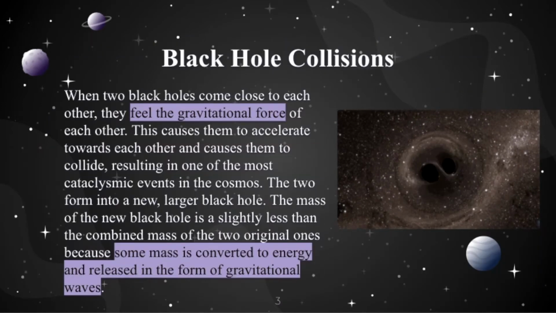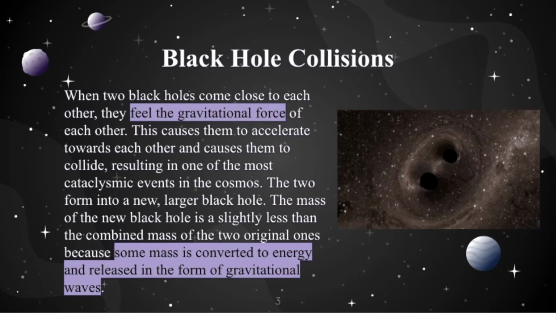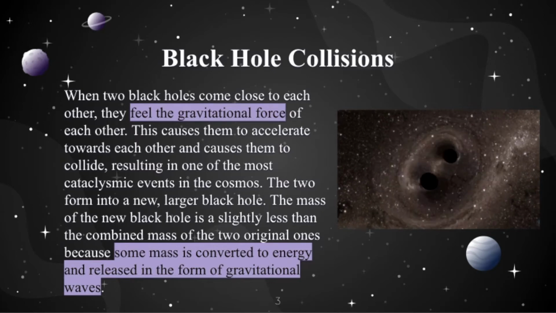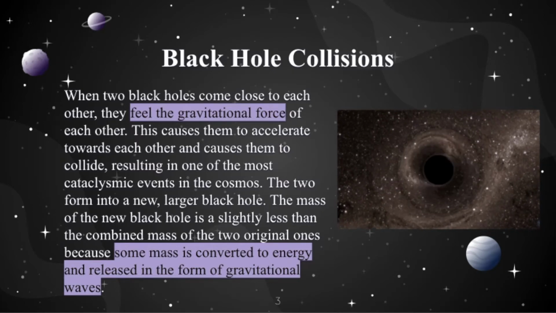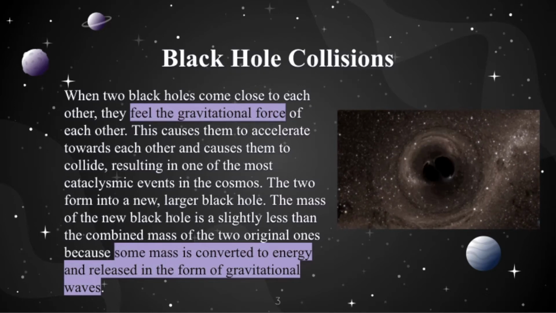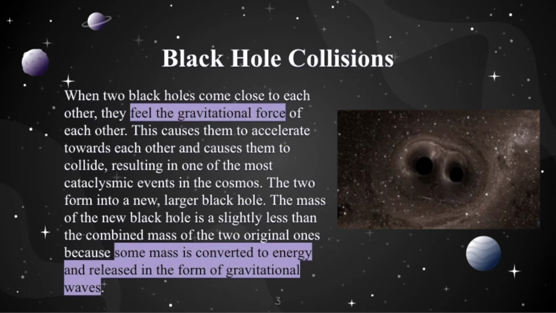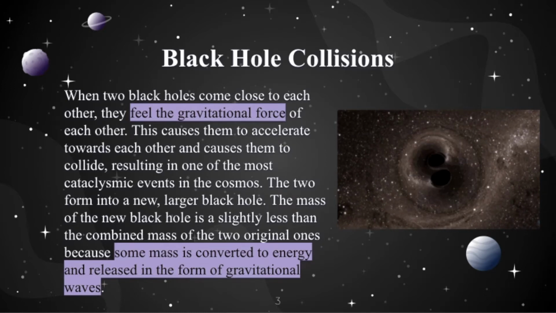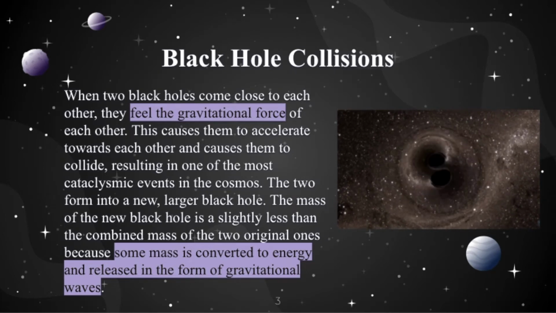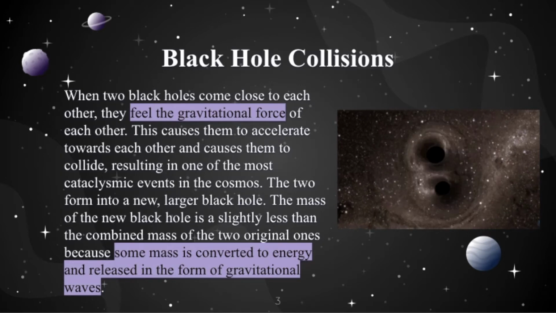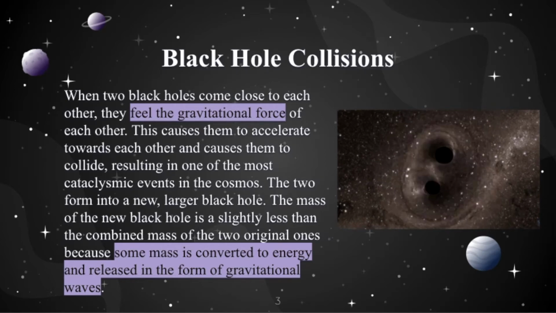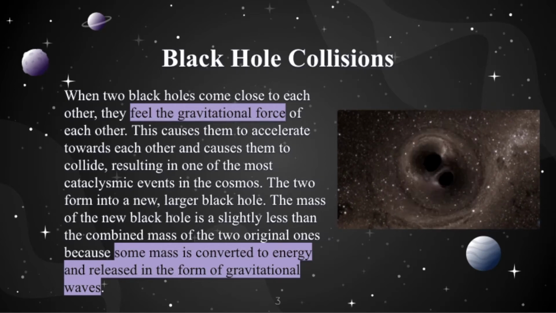So black hole collisions occur when two black holes come close to each other, and they feel the gravitational force of one another because, recall, black holes are very, very massive, very dense objects. So when they come together and collide, it results in one of the most cataclysmic events in the cosmos. And the two black holes form into a new, larger black hole. The mass of the new black hole is slightly less than the combined mass because some of the mass is converted into energy, and it releases something called gravitational waves.